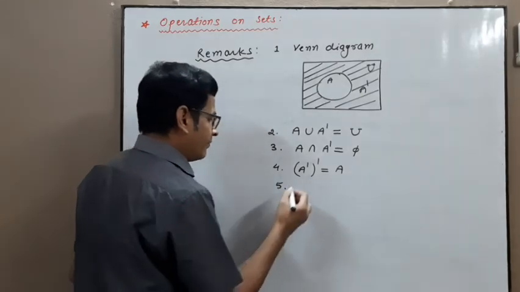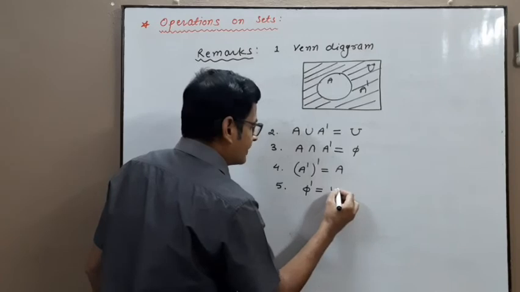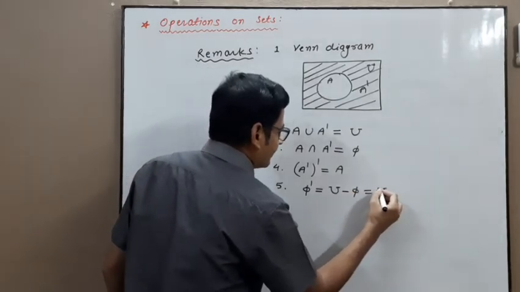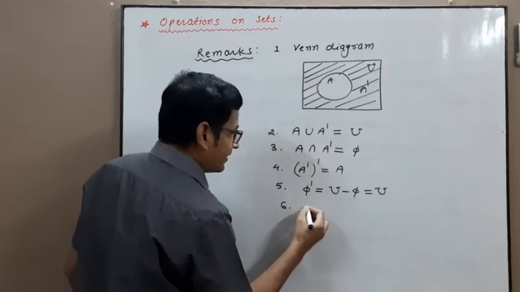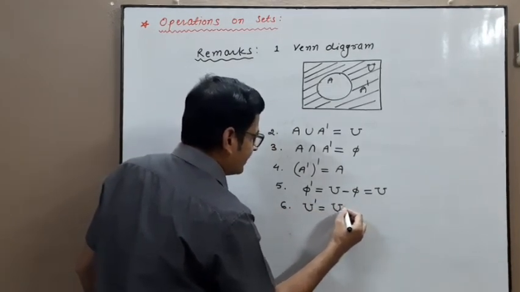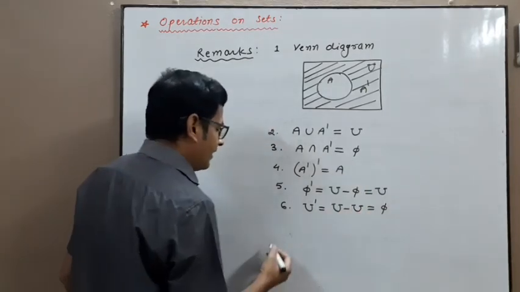Point number 5. Phi dash means universal set minus phi, which is equal to the universal set. 6. Universal set dash is equal to universal set minus universal set, which is equal to phi.